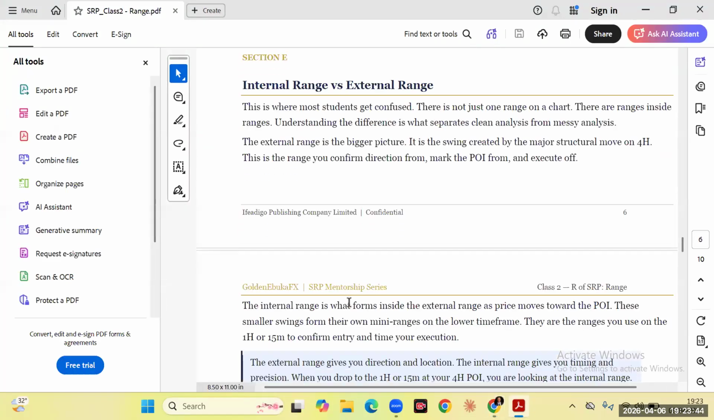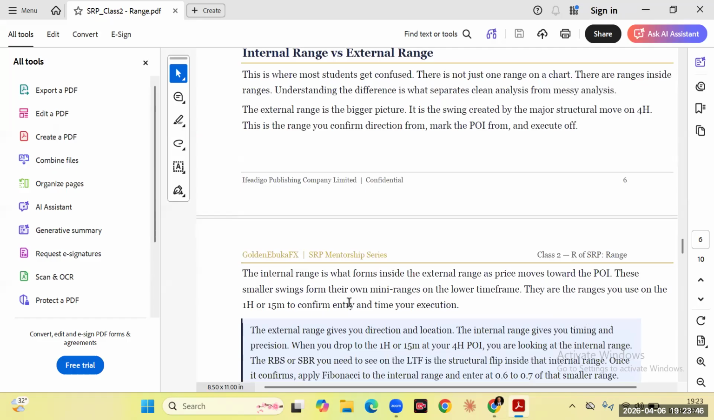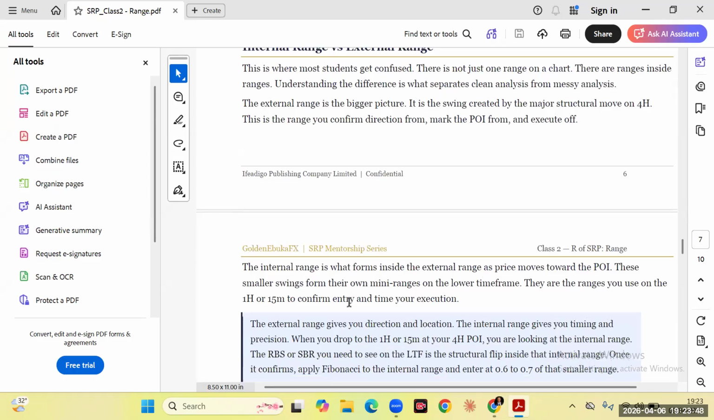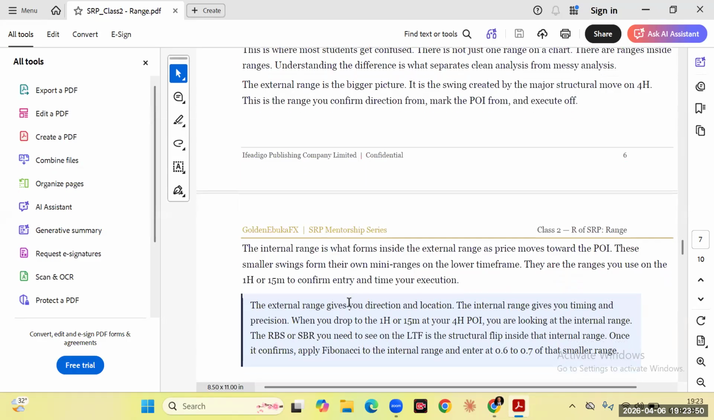The internal range is what forms inside the external range as price moves towards the POI. These smaller swings form their own mini ranges on the lower time frame. They are the ranges you use on 1 hour or 15 minutes or 30 minutes to confirm entry and time your execution. So the external range gives you direction and location.